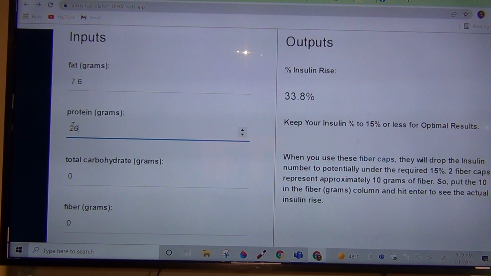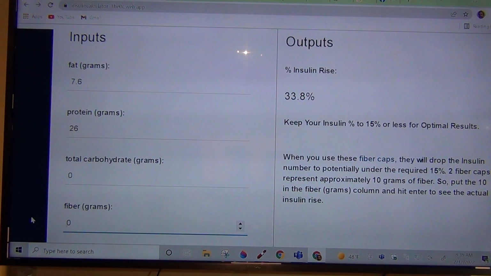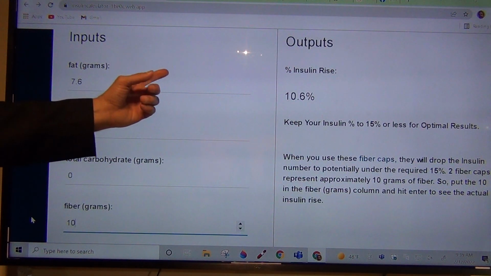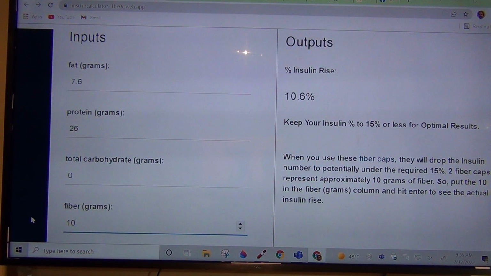No. We come back over here to the fiber, and we add in 2 fiber capsules, which are 5 grams each, for a total of 10 grams. And look what happens to the 33%. It goes back down to 10, which is well under the 15%. And now we're on our way, we're reaching our goals, we're fitting better in our clothes, we have more energy, we have more life because we're watching the insulin.